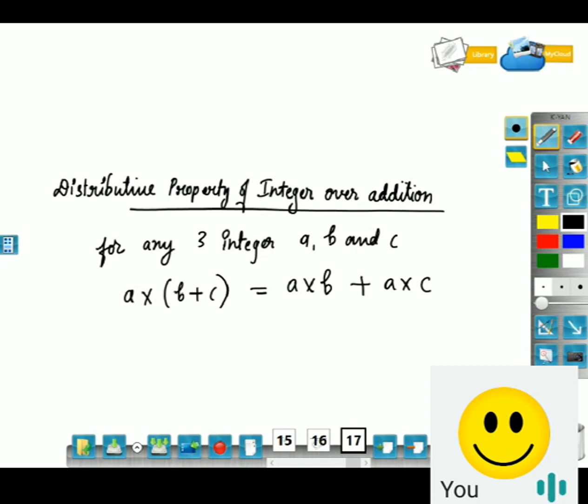So what we are doing in distributive property, A we have to multiply with B also, and A we have to multiply with C also. And why we are telling that over addition? Because we are having plus sign in between the B and C. So let's check whether it is true or not, or whether it is correct or not. Put some values for A, B and C. Take A is equal to 5, B is equal to 10 and C is equal to -3. So all of you check whether your LHS and RHS are same or not.